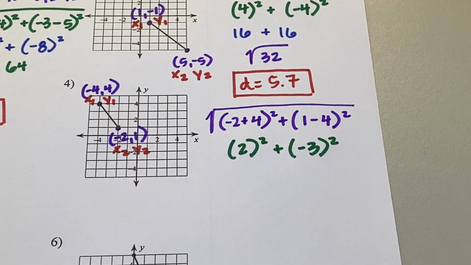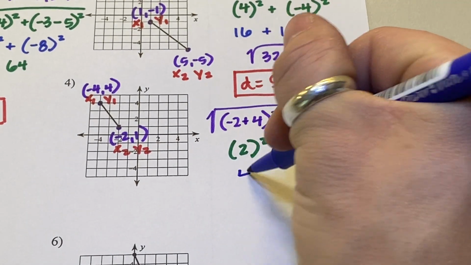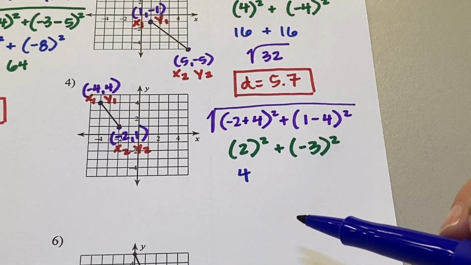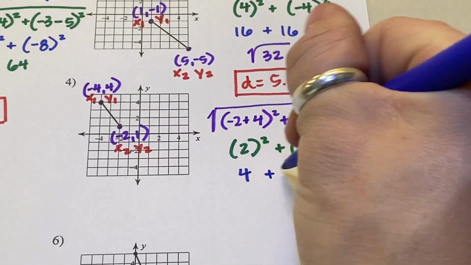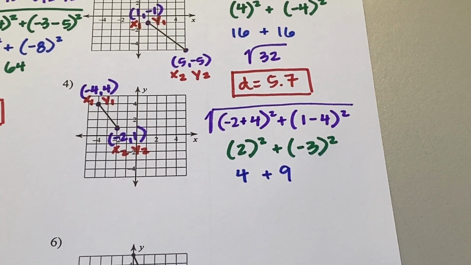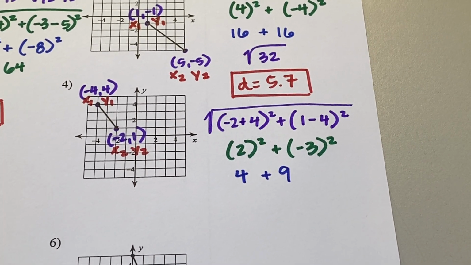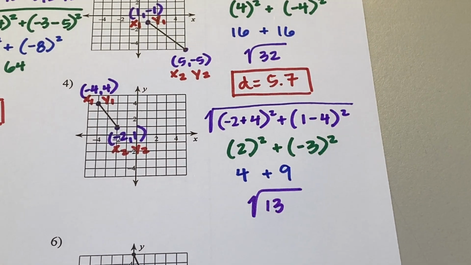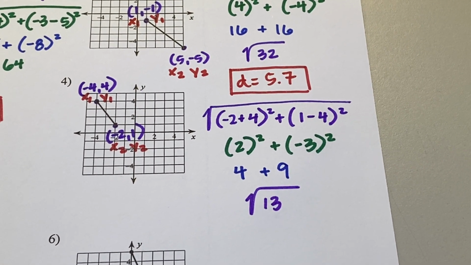2 squared? 4, 2 times 2 is 4. -3 squared? +9, because -3 times -3 gives us +9. What is 4 plus 9? 13. Definitely not a pretty answer. There is no perfect square to 13.